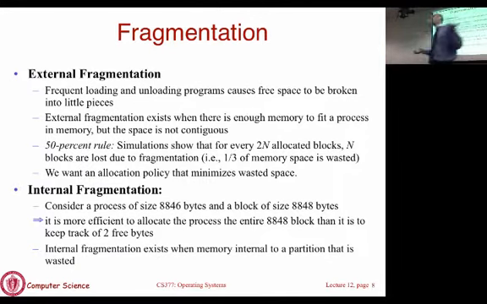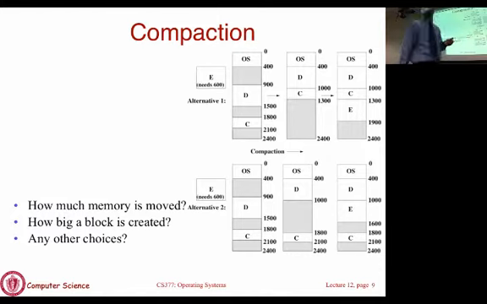You may have, let's say, 1 megabyte of free RAM, but it's all spread across in tiny chunks. So if a process comes in and says it needs 1 megabyte, you cannot give it 1 megabyte because you don't have a contiguous chunk. We talked about this notion of compaction, which is essentially defragmentation.